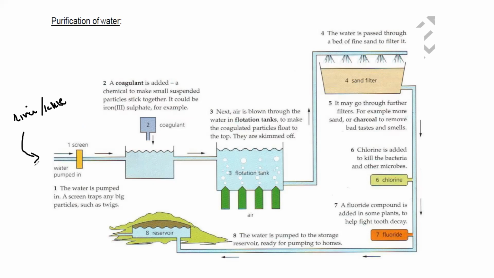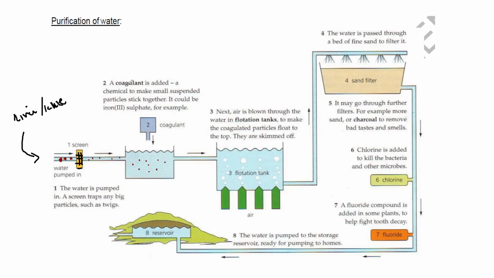So water from the river and the lake passes through the screen. What is the purpose of the screen? When we pump the water through this screen, it is like a net. This screen will stop the large particles. Large insoluble particles will not be able to pass through the screen. Very tiny or small particles are able to pass through. So water is pumped in and the screen traps any big particles such as twigs, and the lighter small particles can pass through this screen.